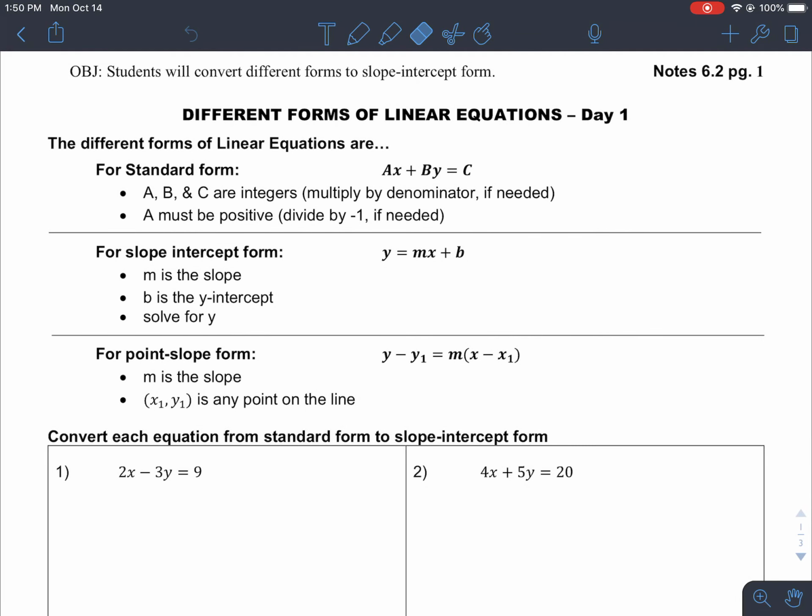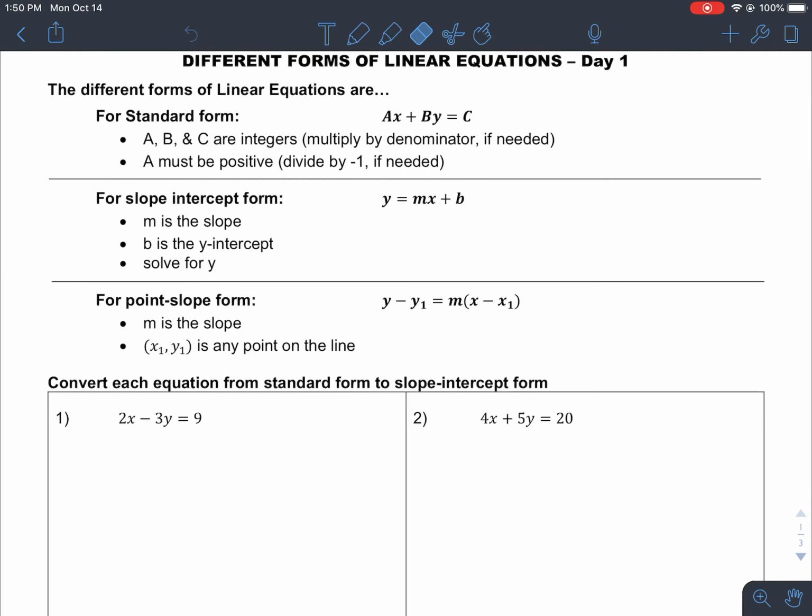Today's notes are Note 6-2, Different Forms of Linear Equations, Day 1. So we're going to start with looking at the top, look over these different forms of linear equations. To start with, we have standard form, which is ax plus by equals c.